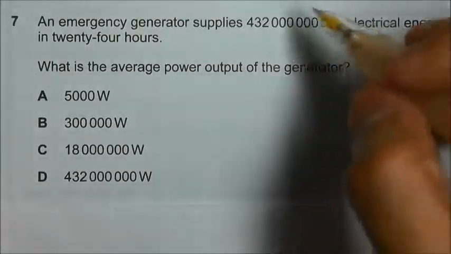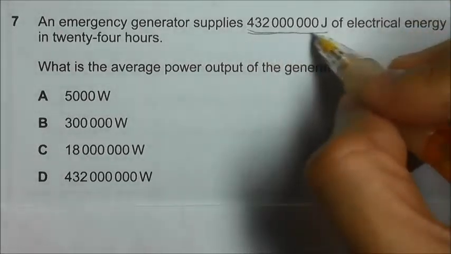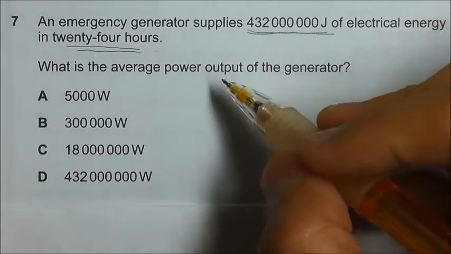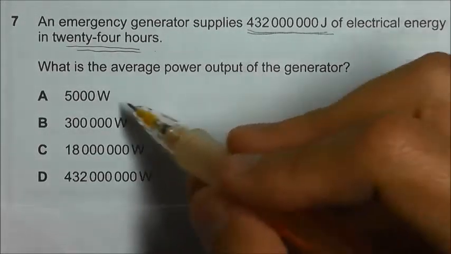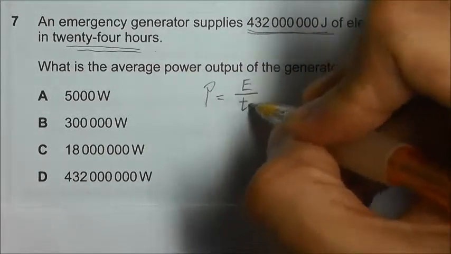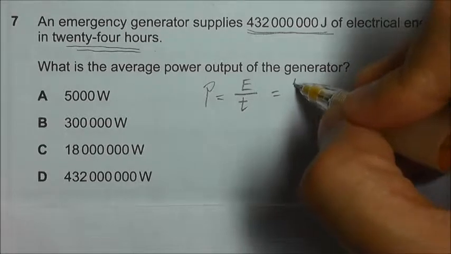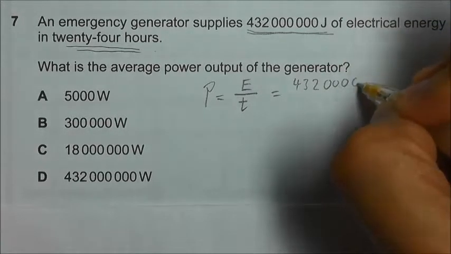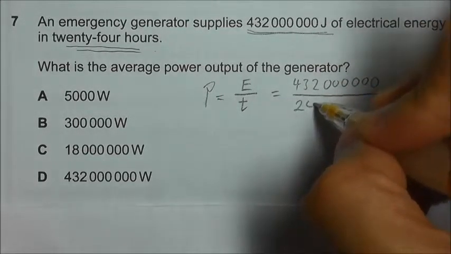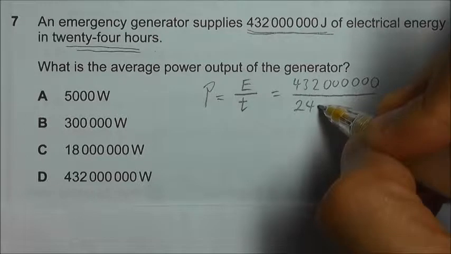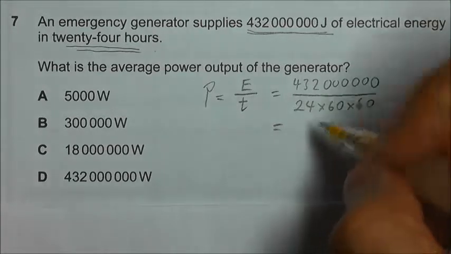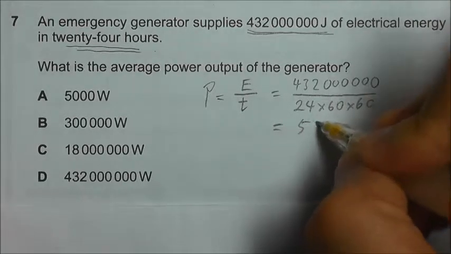In this question, we are given the energy and we are given the time in hours. So we want to find out what is the average power output in watts. So power is equal to energy divided by time. So our energy is 432,000,000 joules, and we divide by the time, which is 24 hours. You have to change it to seconds, so you have to times 60 times 60, and the answer that we get here will be 5,000 watt.